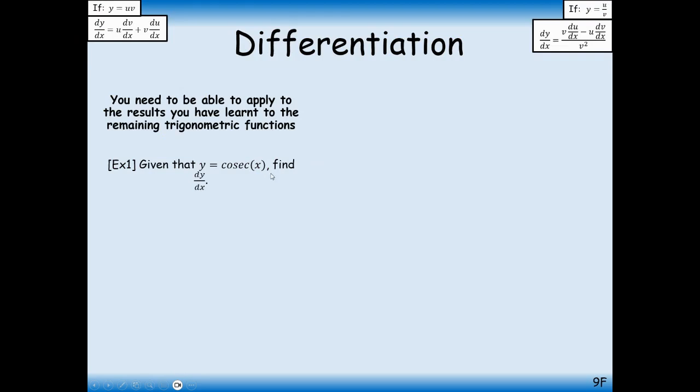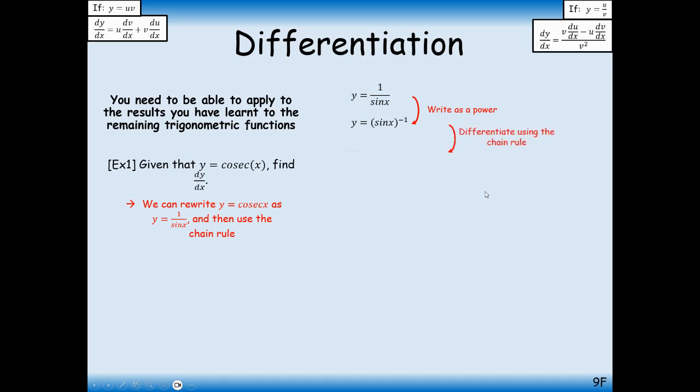So looking at cosec of x, we know that cosec is 1 over sine. So we can rewrite y as 1 over sine of x, and we can rewrite that again as sine of x to the power of minus 1. So using the power rule and the chain rule, we know that the power will come at the front and we have to subtract 1 from the minus 1. So we'll have negative sine of x to the power minus 2 multiplied by the derivative of inside. The derivative of sine is cos, so we'll have that cos multiplied.